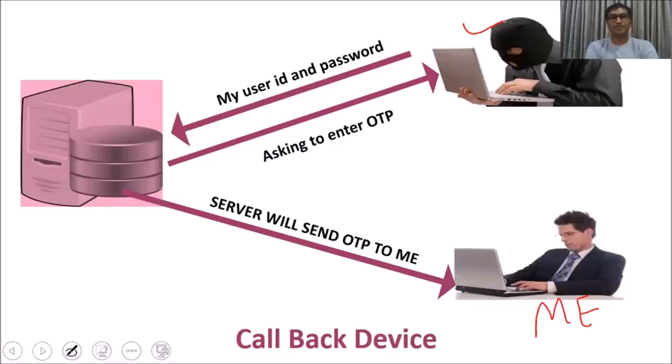I hope you must have used this system in Gmail. In Gmail, Google Mail, we have a two-step verification process. Once you enter your username and password, Google will send you an OTP on your registered device, and once that OTP is entered, only then can you log in. The callback device is the same concept. Please draw this diagram.